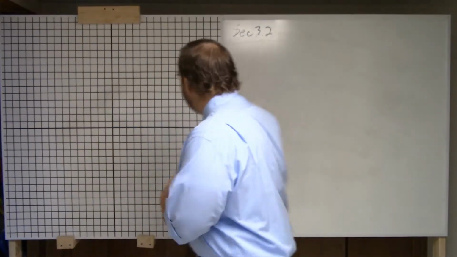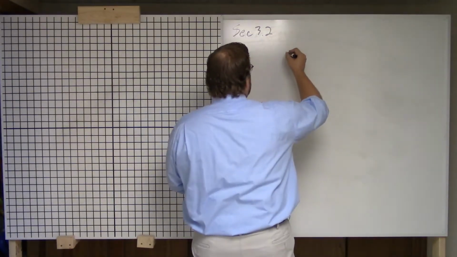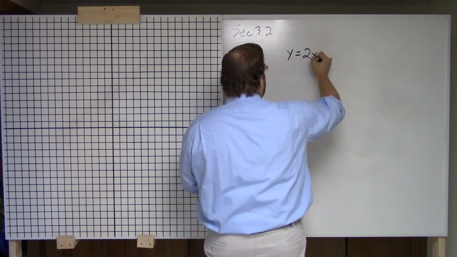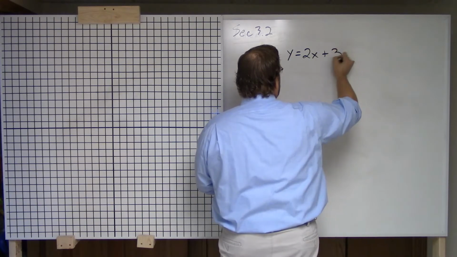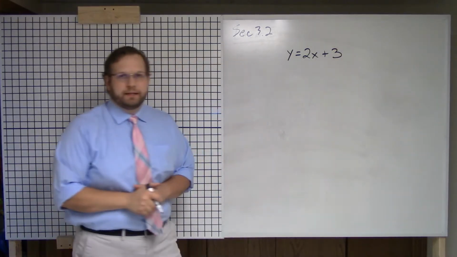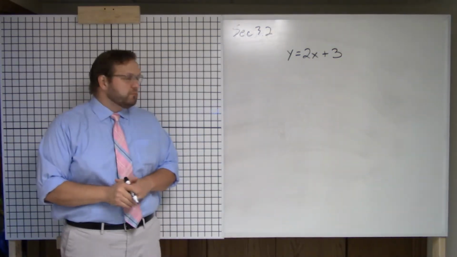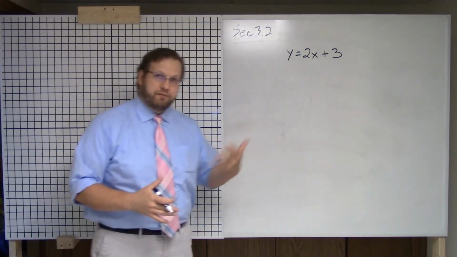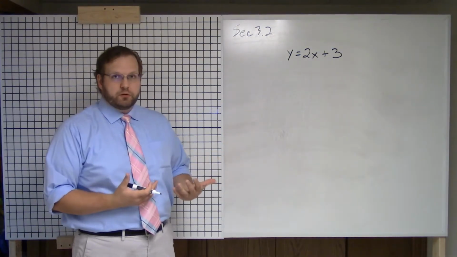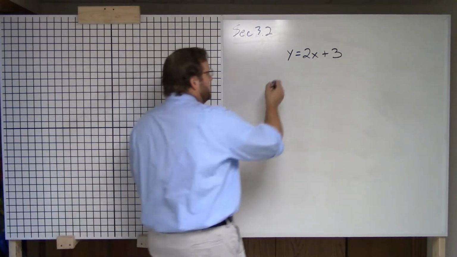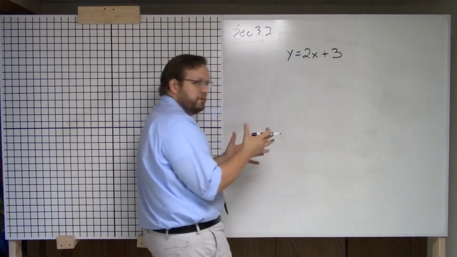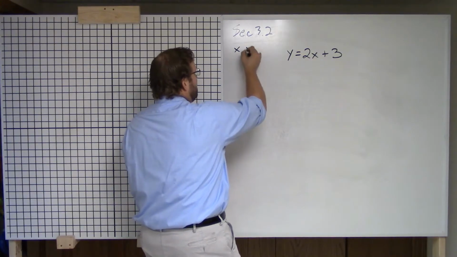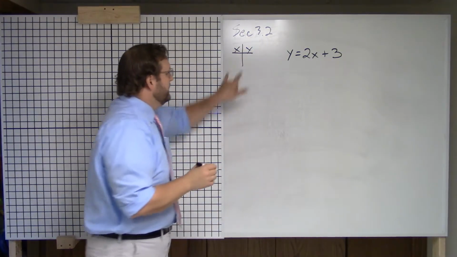Let's say we have the equation y equals 2x plus 3. Now, that is a linear equation because we have an x term and we have a y term. They're not both equal to 0. Okay? When we build our table of values, the book will typically have you draw a table like this. And then they fill in the numbers.